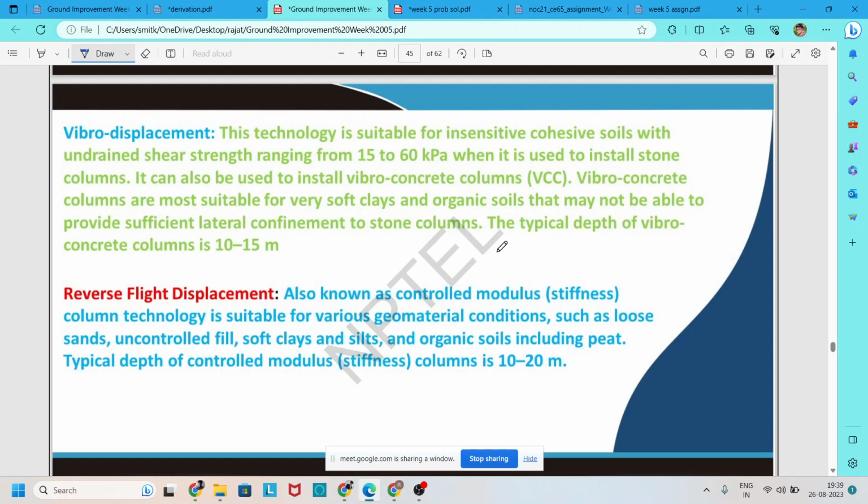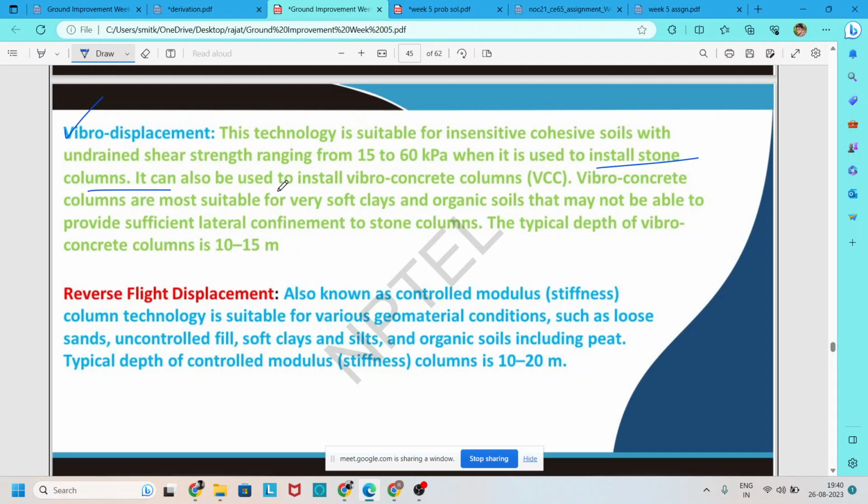That means we apply some technique, air jet or some steel casing, and we displace the surrounding soil. After that, we backfill with good geomaterial like stone or granular material like sand, and we create a column-type structure. This column structure takes loads from the surrounding soil and improves the ground. The most commonly used vibro displacement method is the stone column.